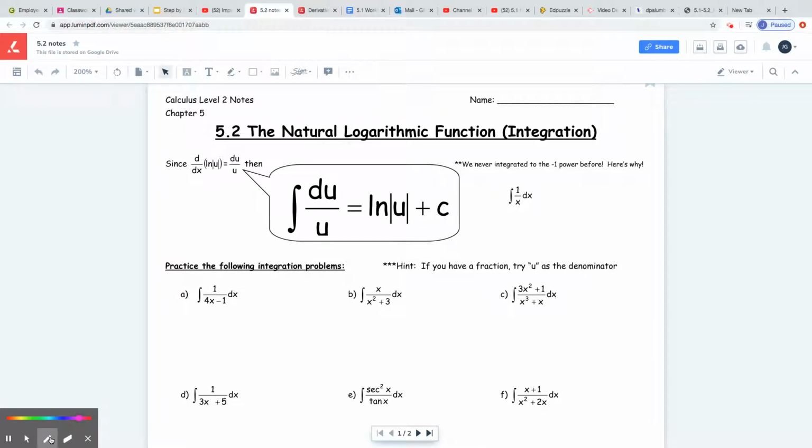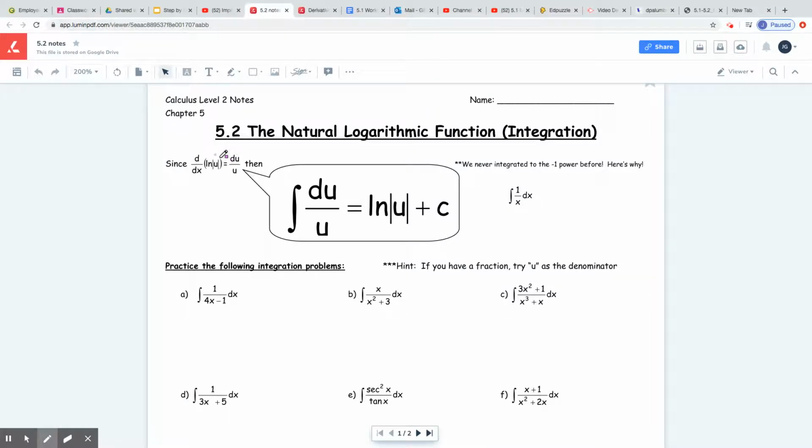Hey everybody. Today we're moving on, still dealing with natural logs, but we're going to be talking about integration, with integrals. We did derivatives of natural logs. Now we're going to do the integration. So we talked about the fact that the derivative of a natural log is du over u, the derivative of the inside over the inside.